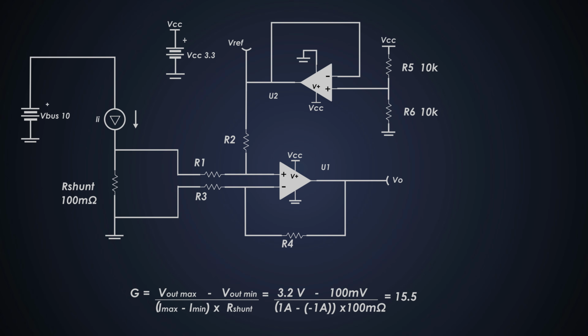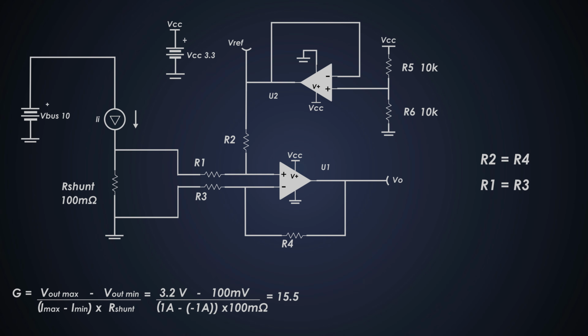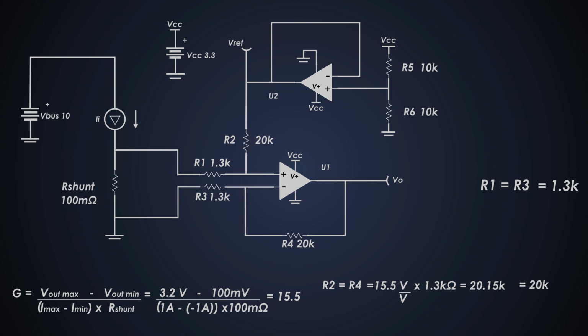Now we have to select the values of R1, R2, R3 and R4. We just saw earlier that the value of R3 should be equal to R1 and R4 equal to R2. So we will choose R1 and R3 as 1.3 kilo ohms. Considering the input signal coming from the shunt, the value of this resistor should not be too high or too low. We already know the required gain and value of R1 and R3, so we can easily calculate the values of R2 and R4, which comes out as 20.15K, but we'll use the standard value of 20K.